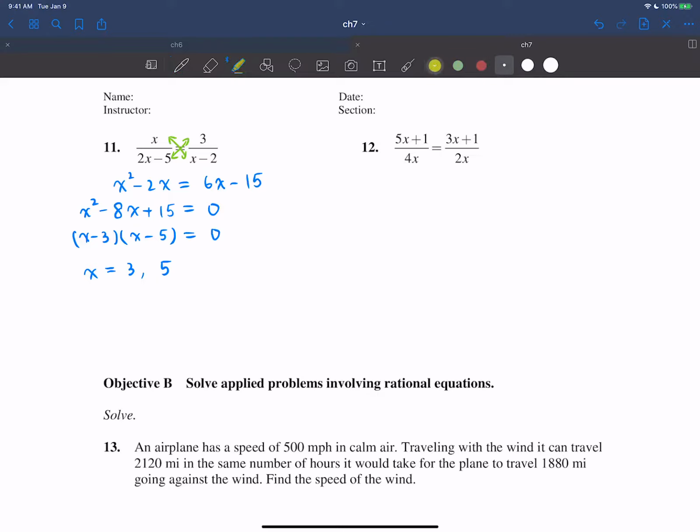We have two variable denominators, 2x minus 5 and x minus 2. If we make them equal 0, we find out two restrictions. x cannot be 5 over 2 or positive 2. Luckily, none of our answers match the restrictions, so we can safely say that those two are the solutions to number 11.